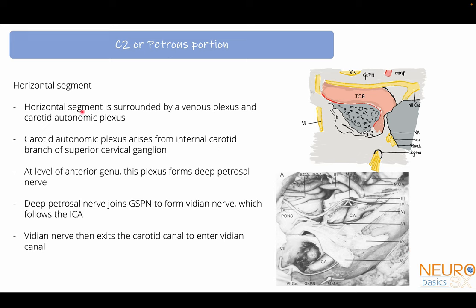This horizontal segment is also surrounded by a venous plexus and an autonomic plexus. This autonomic plexus arises from the superior cervical ganglion, and it ends up forming the deep petrosal nerve. As we know, the deep petrosal nerve will join with the GSPN arising from the facial ganglion. Together they form the vidian nerve, which follows the ICA, enters the vidian canal, and finally goes into the pterygopalatine ganglion.